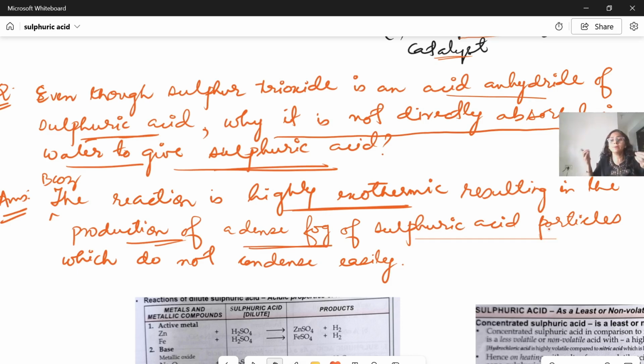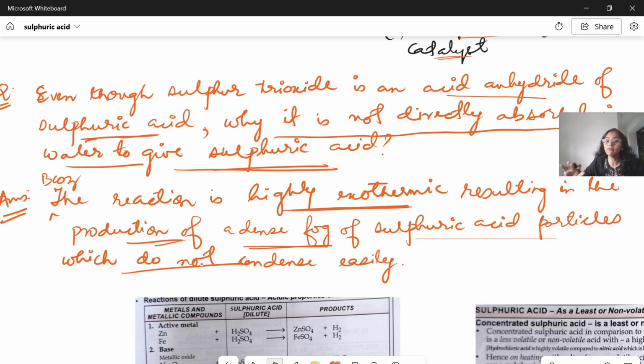So ऐसा fog हो गया, particles हो गया. And those fog particles, they don't condense also easily. So we don't prefer this method. तो हम क्या करते हैं? Sulfur trioxide को it is absorbed in 98% sulfuric acid to give oleum, which is also called pyrosulfuric acid, and then that is diluted in water, and we get sulfuric acid.